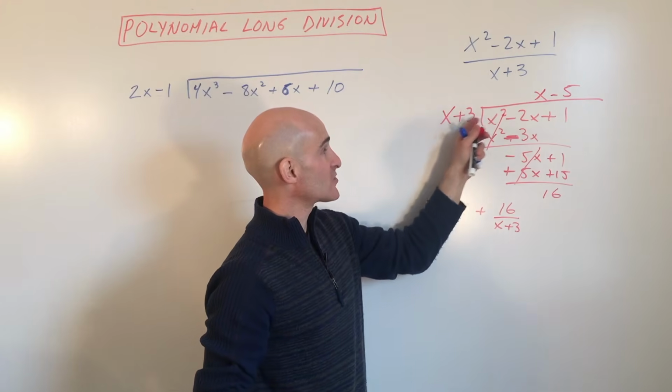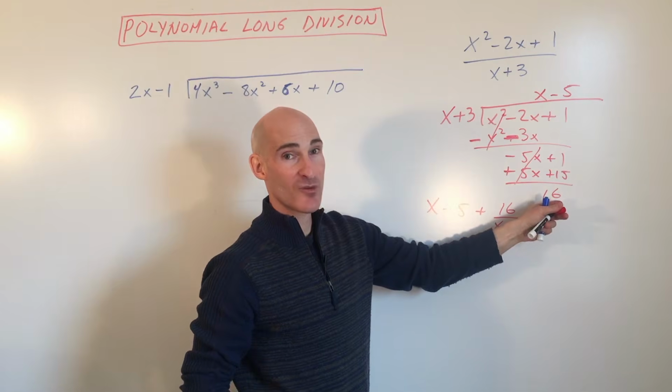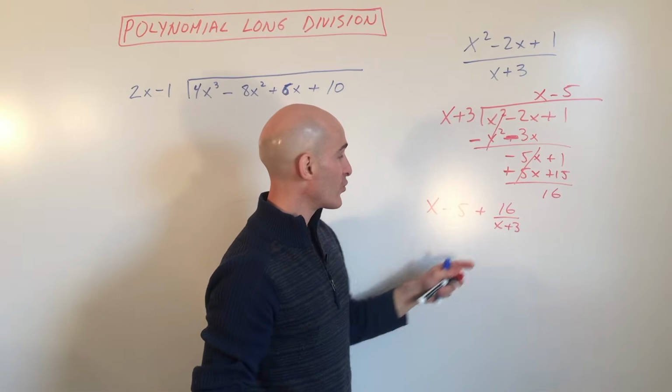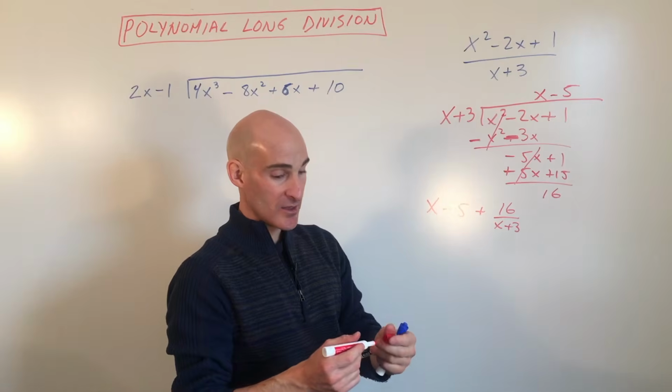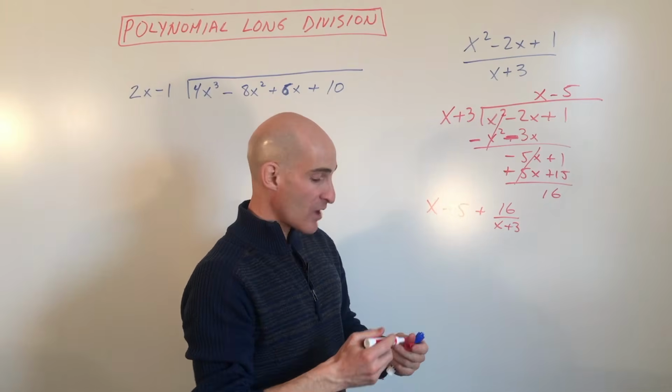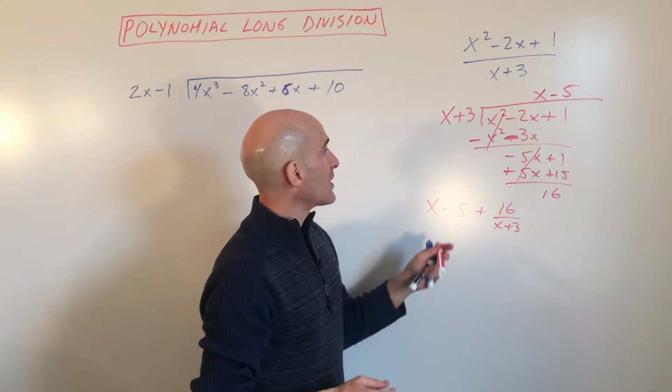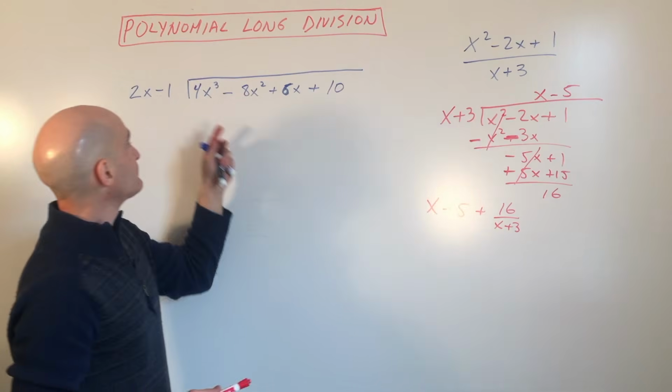Now you can see x plus 3 didn't go in evenly because we did have a remainder, but you just take that remainder and put it over the divisor like I was showing you in the long division problems that we did a long time ago. Okay, so now let's take a look at another example.